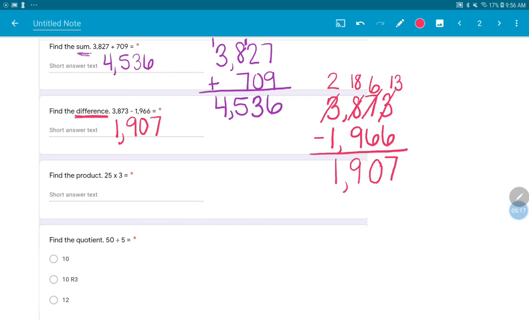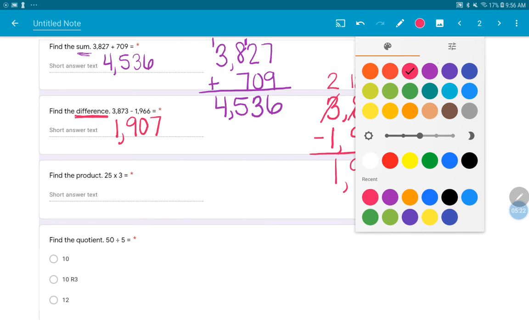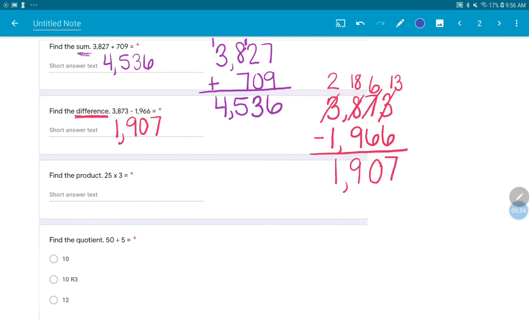Okay, now I need to find the product of 25 times 3. What does the word product mean? What does that tell me I have to do, Jaden? That's right. I'm looking for the answer to the multiplication problem. So 25 times 3, what is that, Jaden? Very good. How did you know that? I know all my sixes, so I put all my sixes together, and when I put all my sixes together, I got 75.